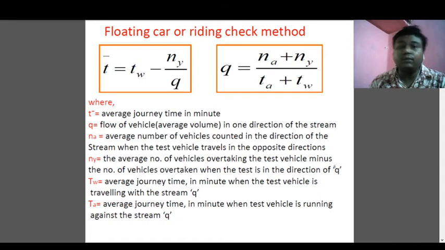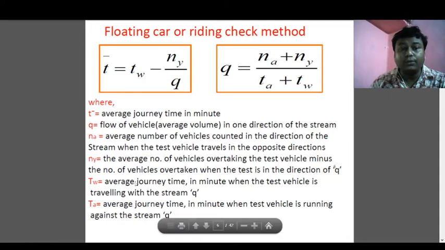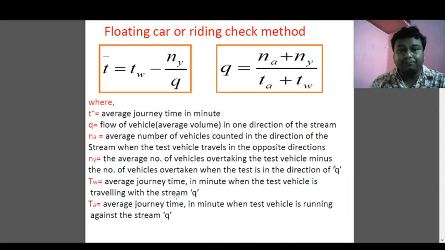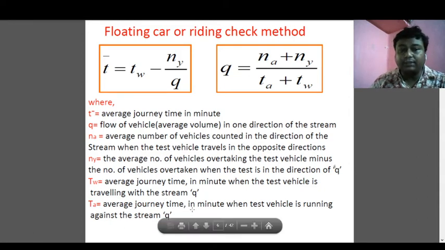How to calculate the volume has already been discussed. Na is the average number of vehicles counted in the direction of the stream when the test vehicle is in the opposite direction, meaning the vehicles coming from the opposite direction, which is the role of the fourth observer. Ny is the average number of vehicles overtaking the test vehicle minus the number of vehicles overtaken when the test vehicle is in the direction of Q. Tw is the average journey time in minutes when the test vehicle is traveling with the stream. And next is Ta, the average journey time in minutes when the test vehicle is running against the stream.